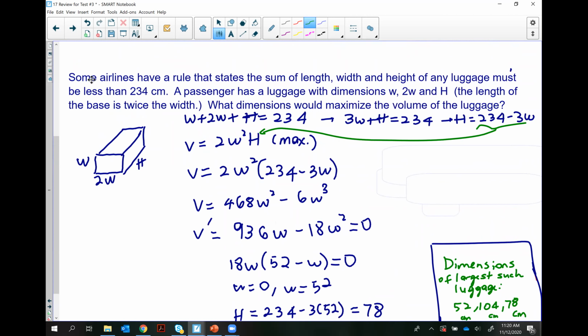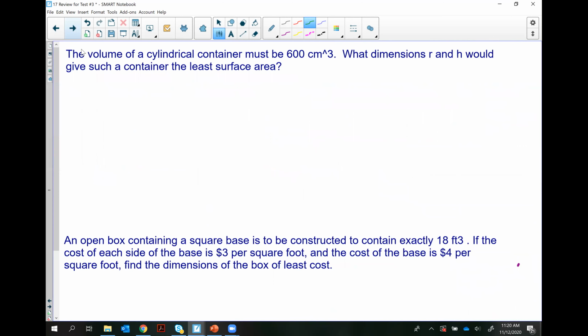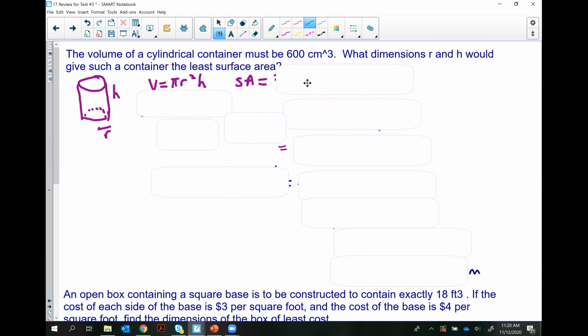Okay, so I have 2 more optimization questions for you. Again, my suggestion would be read them, stop the video, and then come back and check your results. So you don't have to come and watch the whole thing. Okay, this would be really the best way to practice towards a test. Try to do it on your own first.